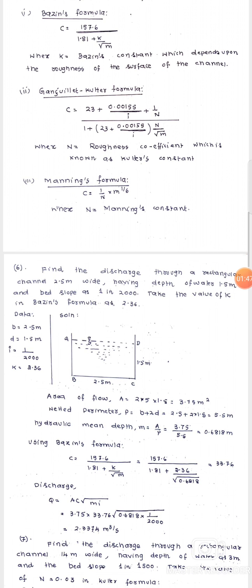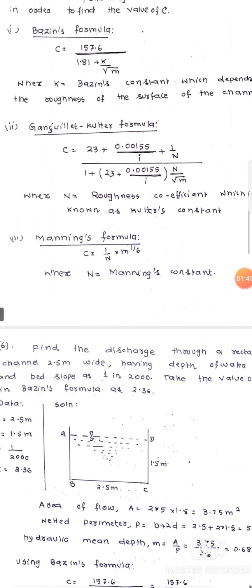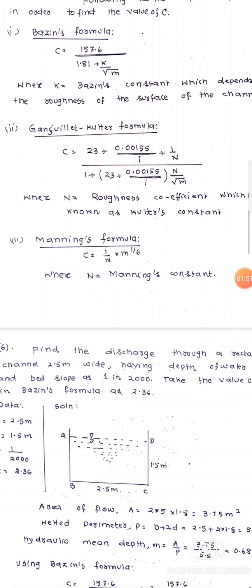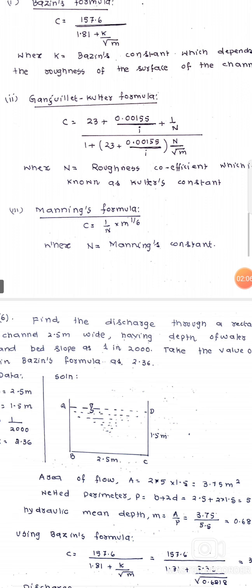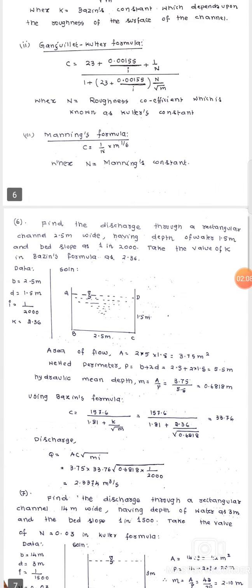And the last empirical formula is Manning's formula, that is C is equal to 1 by n, m to the power of 1 by 6. Here n represents Manning's constant, which will be given, and m is hydraulic mean depth. With the help of that we can find the Chezy's constant value. Then we'll go with the numericals.